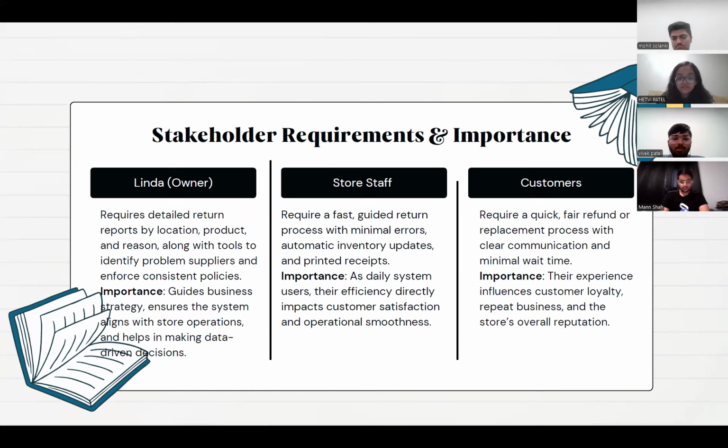The importance of this was that it is a daily system, and users using it efficiently directly impacts customer satisfaction and operational smoothness. And for customers, they require a quick, fair refund and replacement policy with clear communication and minimal wait times. This experience influences customer loyalty to the business and the overall store's reputation.